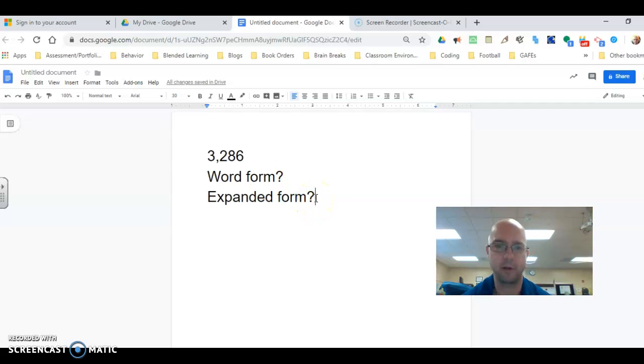So think about those arrow cards we've done. What would this 6 be if it was an arrow card and we pulled it apart? What would this 8 be? What would this 2 be? What would this 3 be?